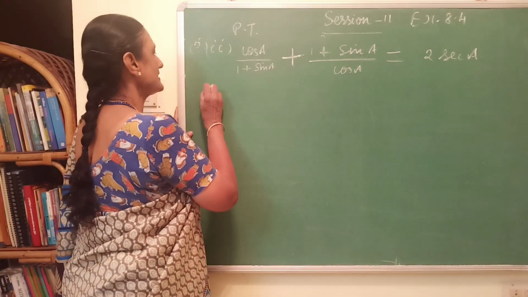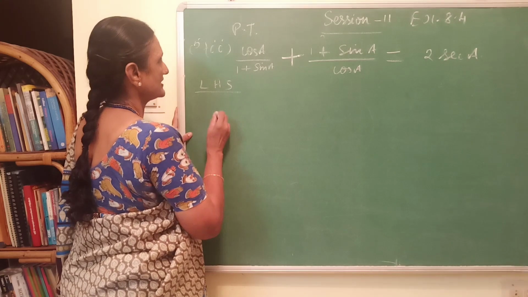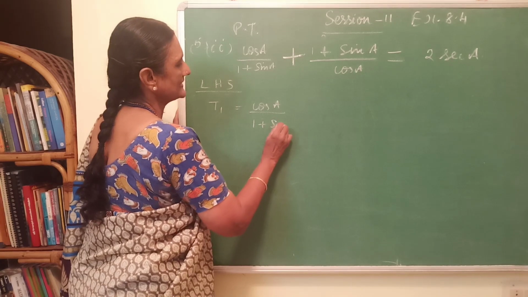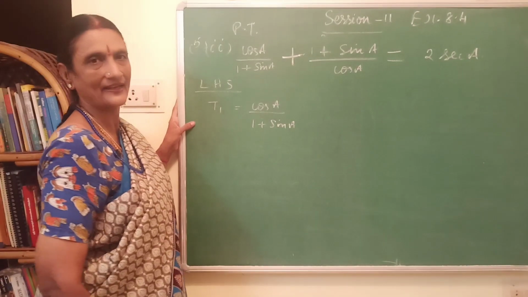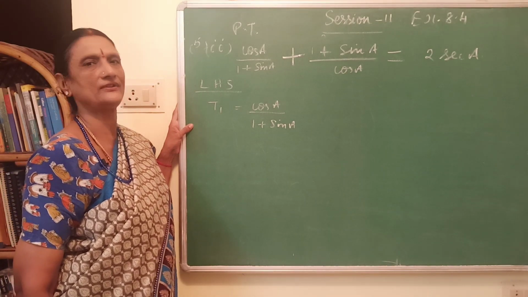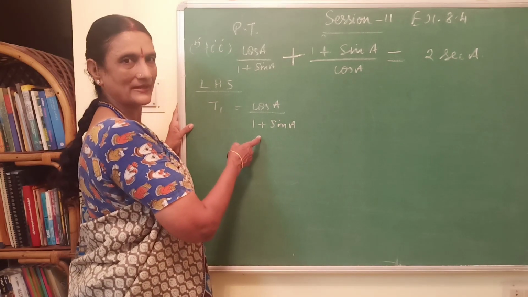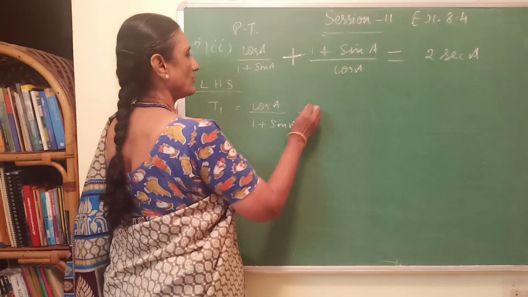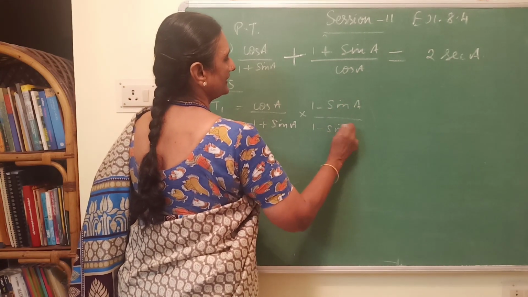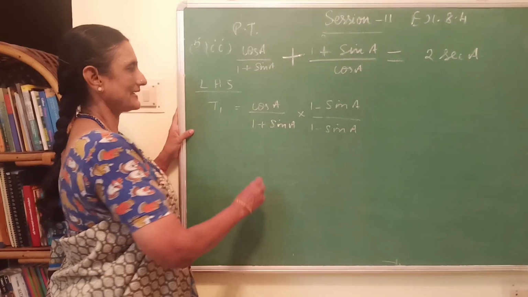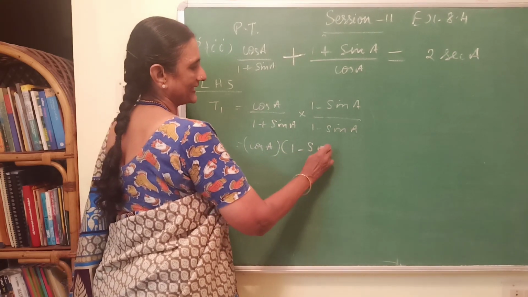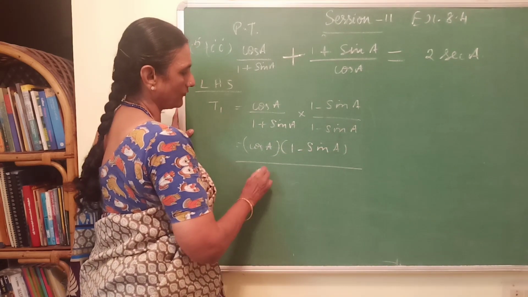Okay. So I will write LHS. First, term 1, I will take cos A divided by 1 plus sin A. We have learnt one technique in the last sum that we have to multiply the numerator and the denominator by the conjugate of the denominator. The conjugate of 1 plus sin A is 1 minus sin A. So we will be multiplying the numerator by 1 minus sin A and the denominator also by 1 minus sin A. So we will be getting cos A into (1 minus sin A) and the denominator being 1 minus sin square A.